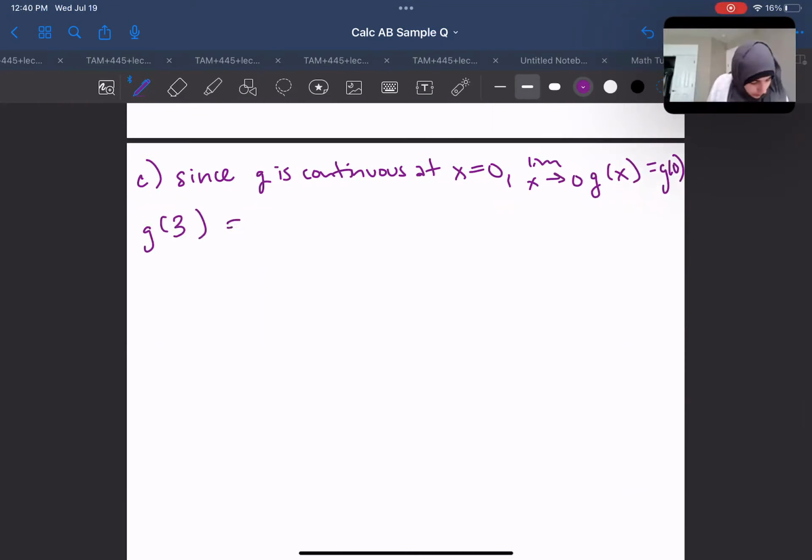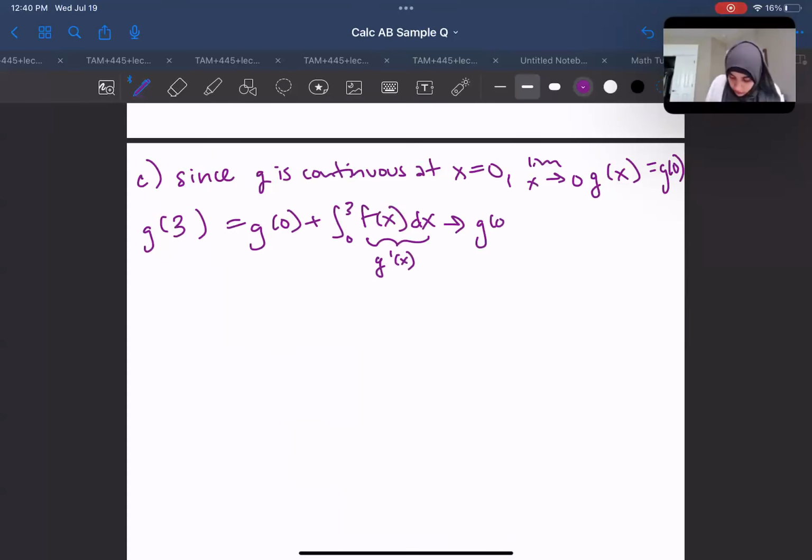So I'm going to go ahead and work backwards a little bit here. g of 3 is equal to g of 0 plus that integral of our antiderivative from 0 to 3. Because remember, f of x is g prime of x, which means that g of 0 equals g of 3 minus that integral. g of 3, they told us, was 7.